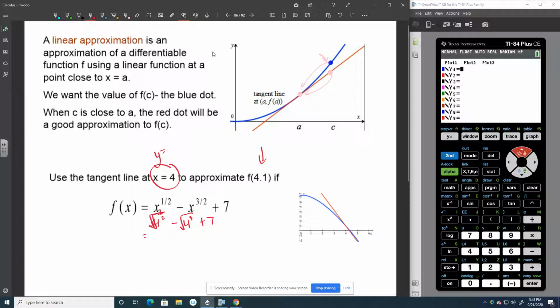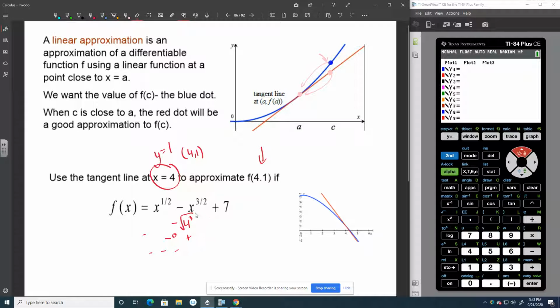So the square root of 4 is just 2, minus 4 cubed. Well, 4 cubed is 64. The square root of 64 is 8, plus 7. So 2 minus 8 is going to be -6, plus 7. This basically becomes 1. So when x equals 4, my y value is 1. So the point I'm going to use is (4, 1). And I also need the slope. So remember, I need the slope at this point. So I'm going to have to take the derivative of my original function.